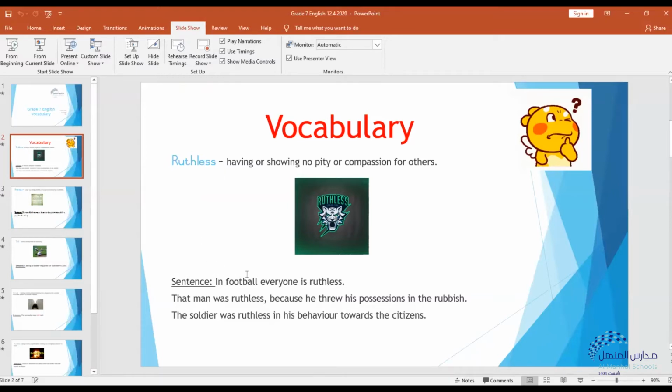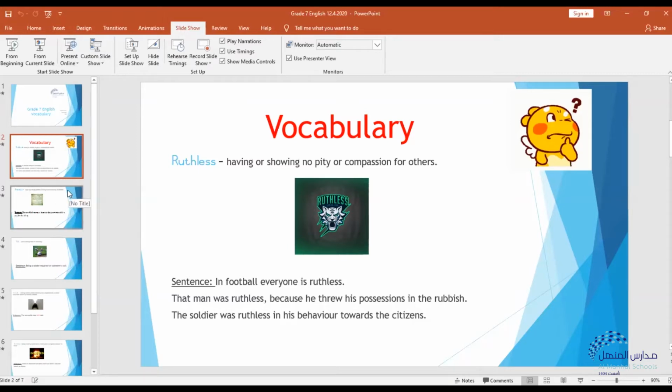So today we looked at a few sentences and I would like us to reflect on them. A few of you gave these sentences. It says, in football everyone is ruthless. Yes, we could use that in an example sentence, because it shows the character of the footballer when playing. He's playing very aggressively, for example, so he's ruthless. And then the next sentence was, that man was ruthless because he threw his possessions in the rubbish. And then the next one was, the soldier was ruthless in his behavior towards the citizens. So those were some of the example sentences. I'm quite happy with what we've done regarding those sentences.